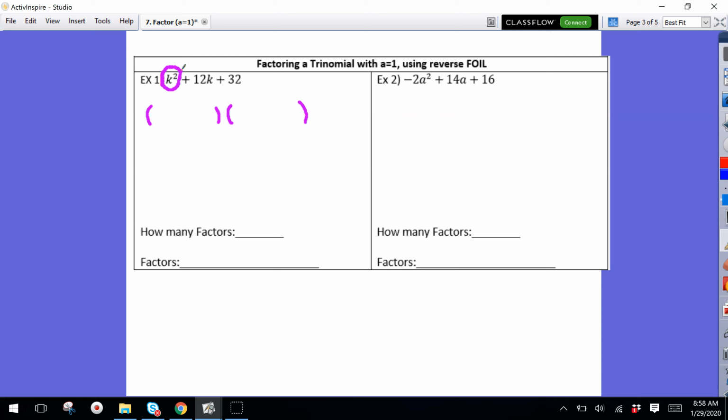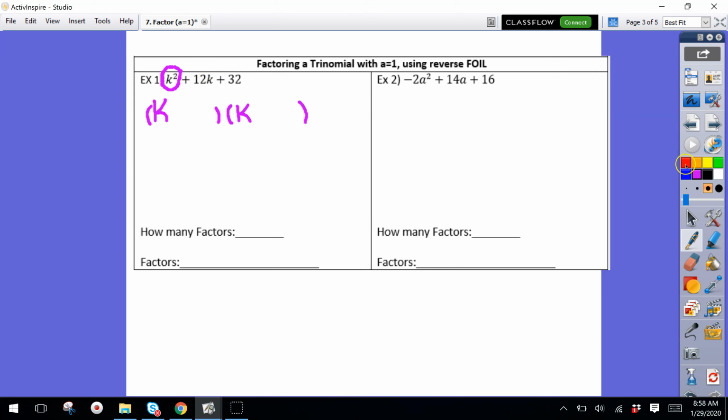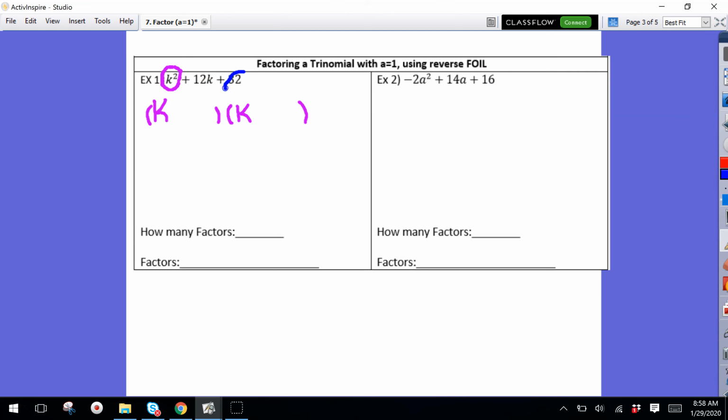So there's only really one possibility. What two things could I have multiplied to get k squared? Well, k and k. Now our inner and our outer combine to get 12k, so we're just going to forget about that for a second and skip all the way to our last, because our last two terms need to multiply to be 32. Well, what are my options to get 32?